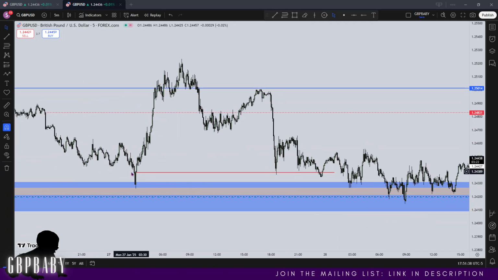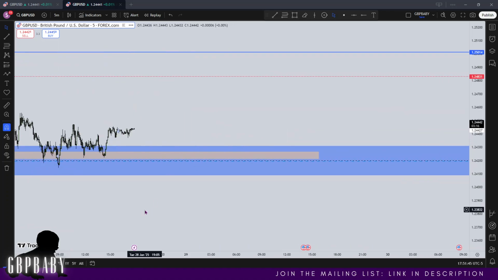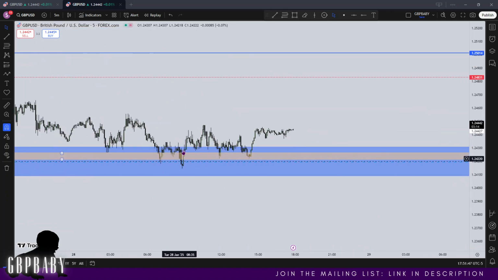Is that the Sunday opening price? No, that's the Monday. So let's just get rid of that. But yeah, it's just interesting to see how we're tapping into this range. You know, this is clearly a significant point for price.